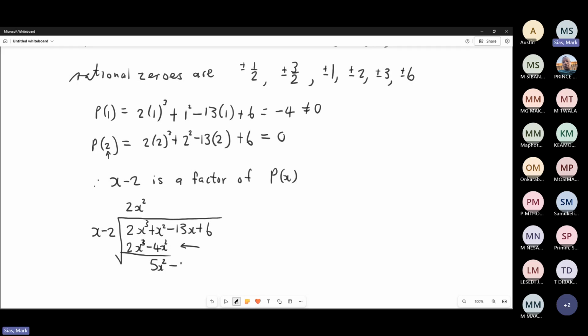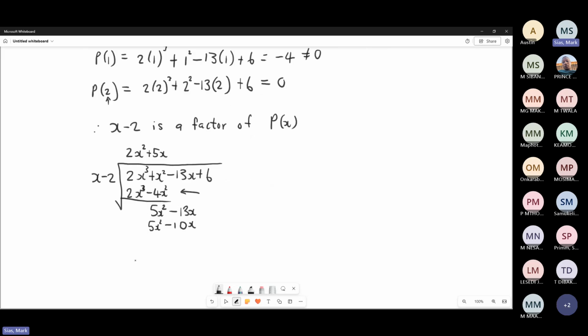In the meantime, I can bring down 13x. And then I can ask, how many times does this x divide into 5x squared? Well, it divides into there 5x times. And then I say 5x times x, 5x times minus 2. Okay, so now I'm multiplying x minus 2 by 5x. So x times 5x is 5x squared, and minus 2 times 5x is minus 10x.